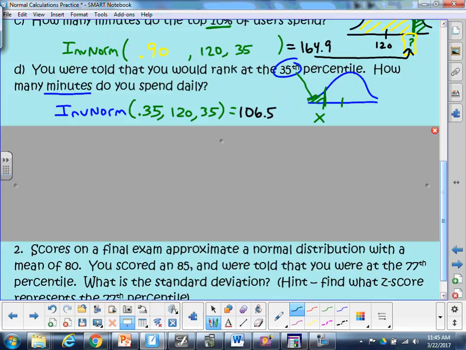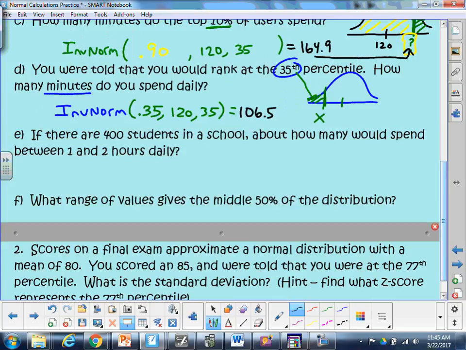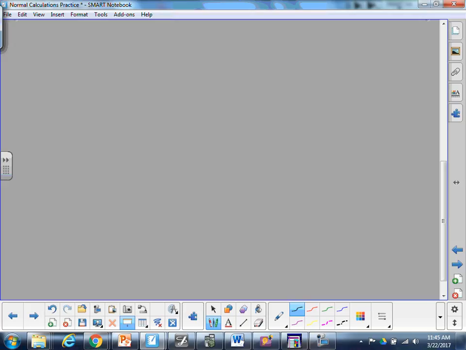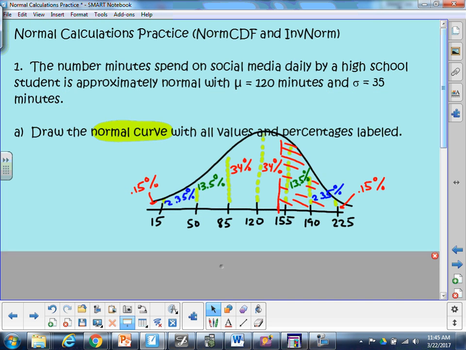Okay, let's see what else we got going on here. Look at that screen shade. I don't know what happened there.